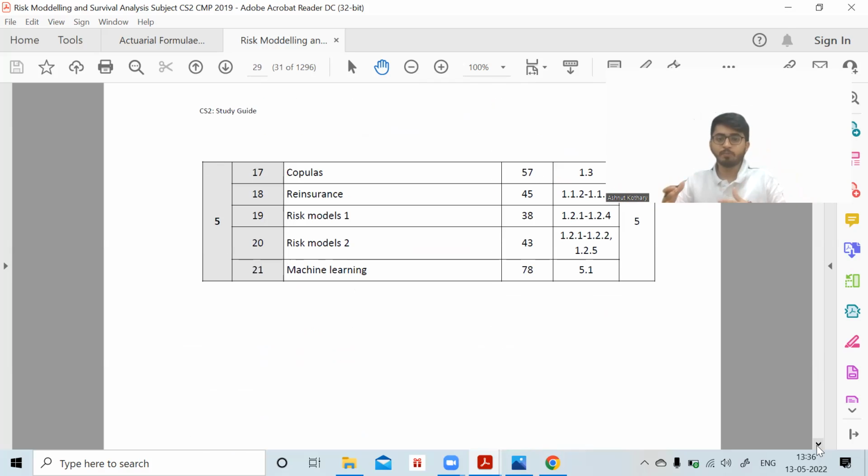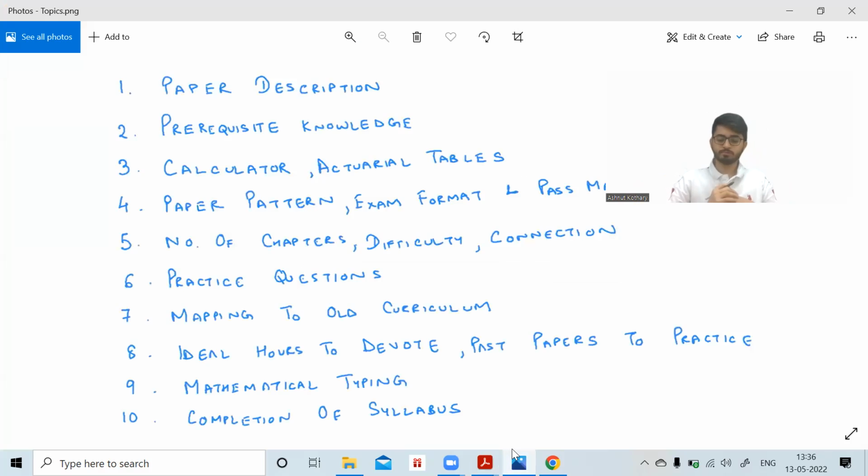So when I say independent, it means even if you pick up this chapter directly, you would be in a position where you understand the bulk of the things there, which is something very different from other papers where those chapters will be requiring concepts from other previous chapters. So this was regarding the description about the number of chapters, how to go about it, and so on.